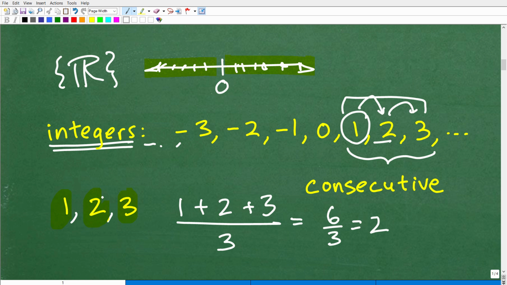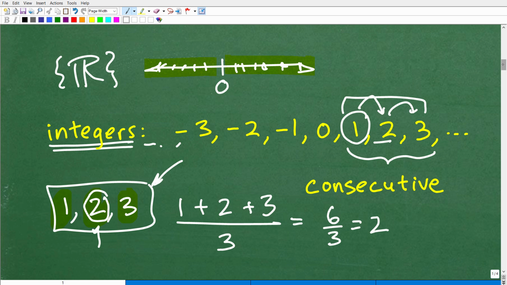What's interesting about this? Well, 2 is right in the middle. 1, 2, and 3 are consecutive integers, and 2 is that middle number. Technically, 2 is also the median. I don't want you to get too distracted here by these terms. You should know what the median is as well, but 2 is the average, and it happens to be the middle number when we have 3 consecutive integers, or an odd amount of integers. Keep this in mind because it's going to be an interesting little observation that I'll show you at the end of this problem.